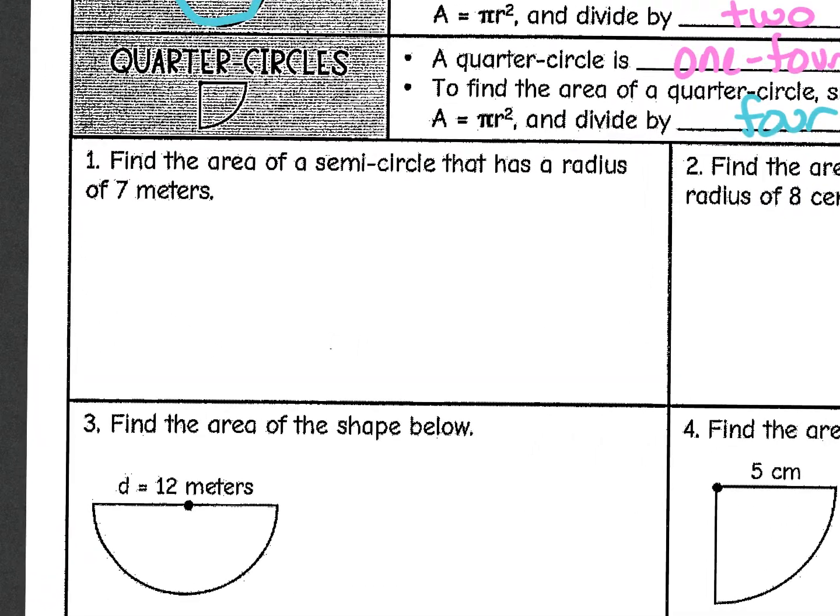All right, so the formula doesn't change. A equals pi r squared. We're going to find the area of the semicircle. This is where you have to be careful. Make sure that you know that. So that means we're going to end up dividing by 2. So I have a radius here of 7. I need that.